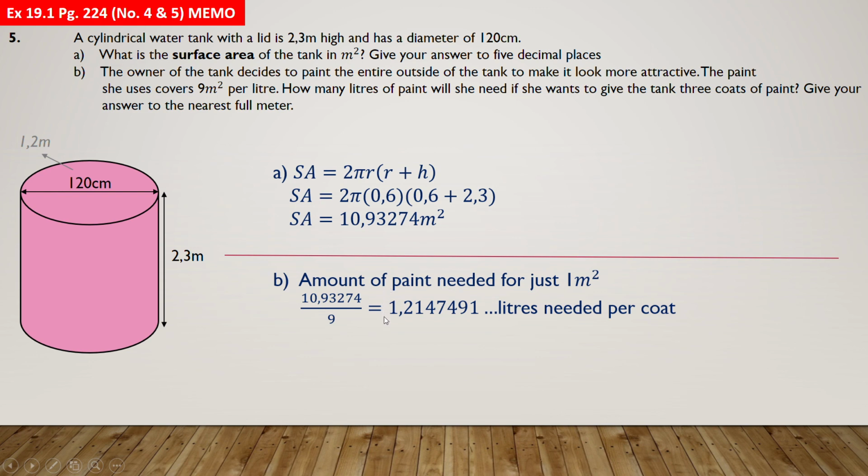So that means that if she needs this many liters for 1 coat of paint, she's going to need 3 times that amount for 3 coats of paint. So if I multiply this answer by 3, remember, don't round off until the end. Multiply it by 3 because there's 3 coats, I get this. And then they tell you that they want it to the nearest liter. So this is 3,6442 liters. So you basically need to round it off. So I'm working with 4 liters of paint. The 6 makes the 3 round up to 4.